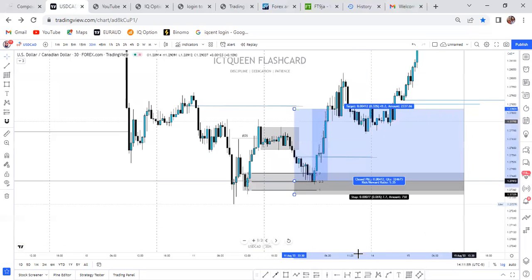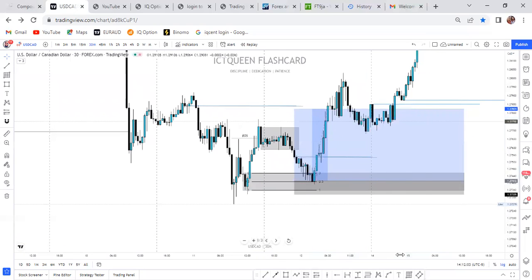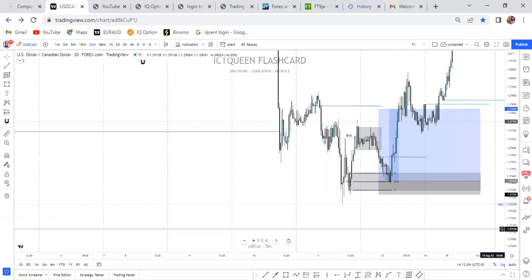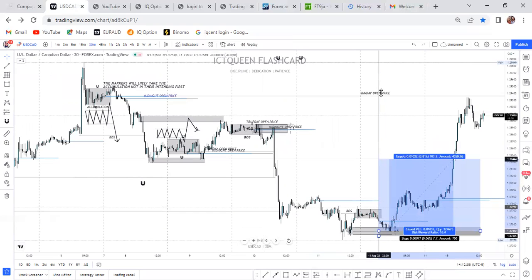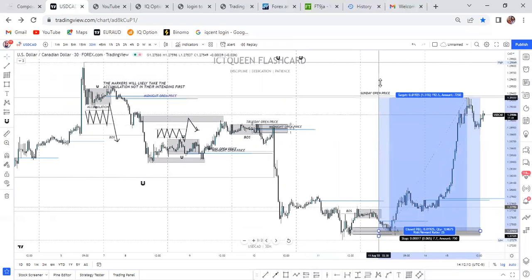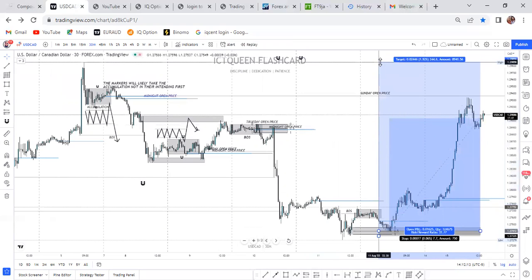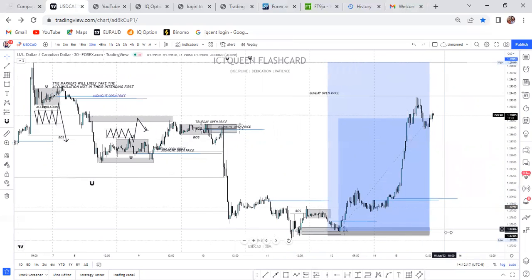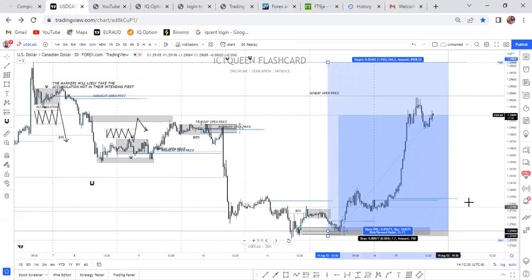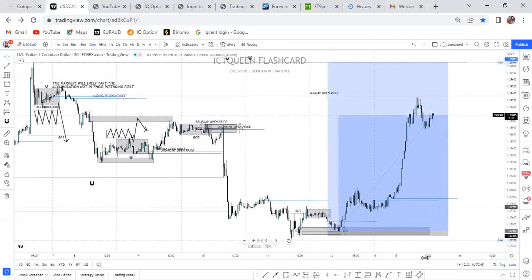So if I take this trade on a Friday, which I did, I took these buys on Friday, I will just target where? Filling up by taking out this high. A classic market maker buy model.